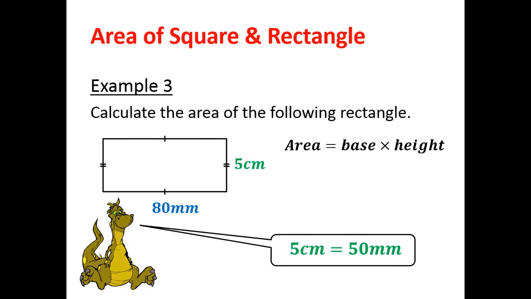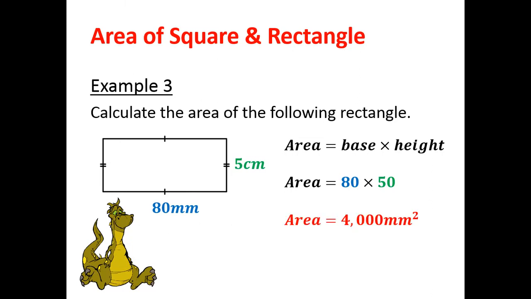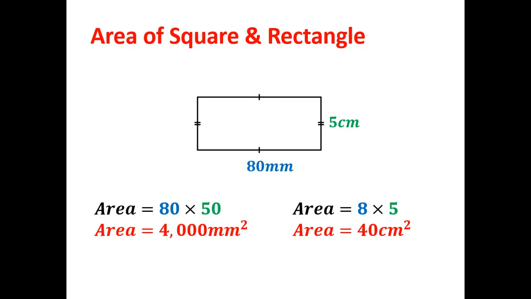So the area is equal to base times height, which is equal to 80, which is the base, multiplied by 50, which is now the height, in millimeters. 80 times 50 gives 4,000 millimeters squared. We changed both into millimeters, so the units are millimeters squared. Notice though, if we kept it all in millimeters, 80 times 50 gives 4,000 millimeters squared.